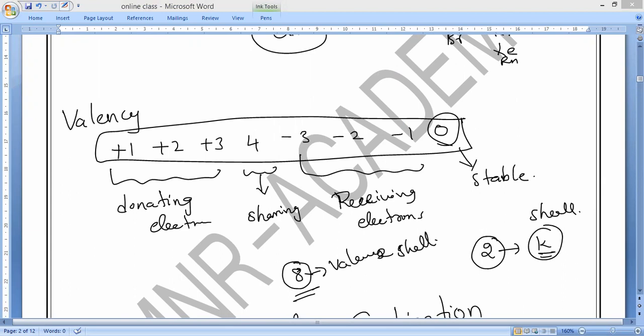They have negative valency. Now, those having only 4 electrons, either adding or receiving is the same, so that is why they start sharing electrons. So we cannot say it is either positive valency or negative valency. This is what you have to understand. Is it okay, guys?